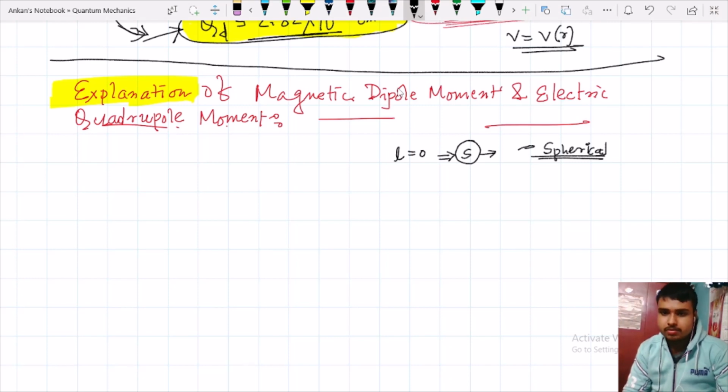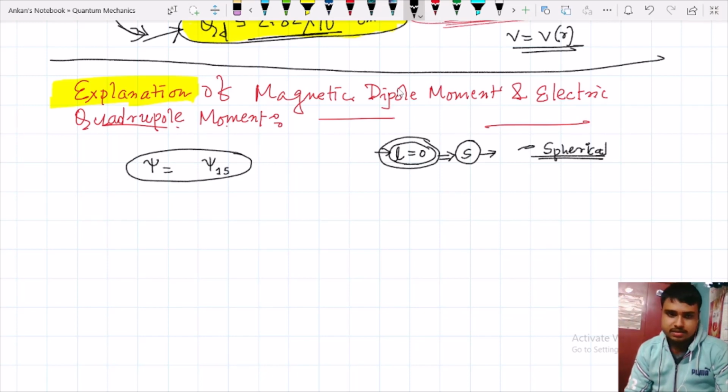So we can compare this, but these are different, not the same. The S state of the deuteron is spherical in shape, so the ground state should not depend solely on L equal to 0. The wave function of the ground state should not solely depend on the S state, that is, psi equals psi 1s. It cannot be solely dependent on psi 1s.